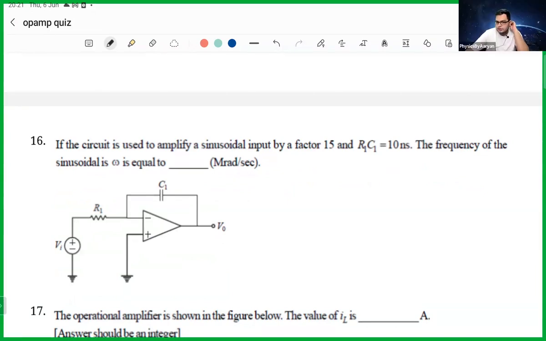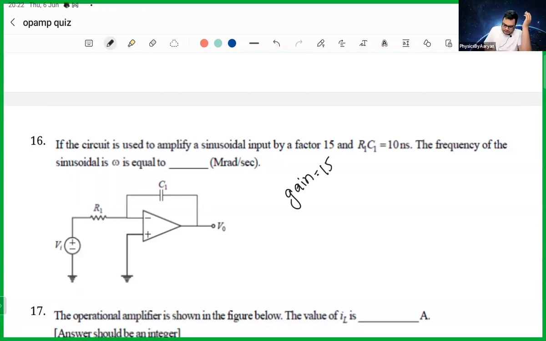Sixteenth problem. Now there are the last 5 problems left, which are numerical integer type questions. If the circuit is used to amplify the sinusoidal input by a factor of 15, so the gain is 15, and R1 C1 is 10 nanoseconds, then what is the frequency of the sine? So very simple. How do you write gain?